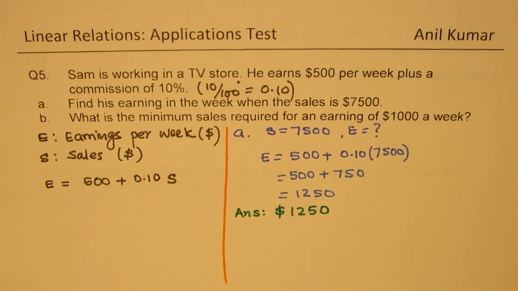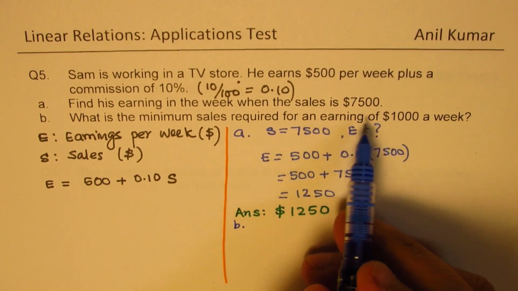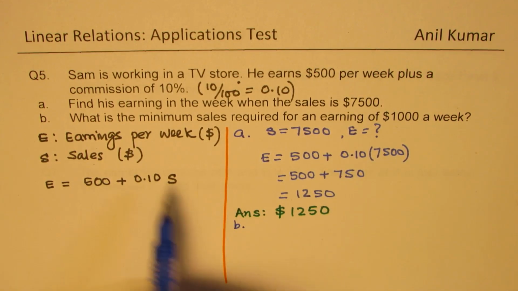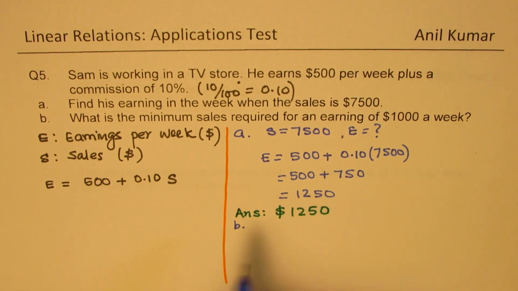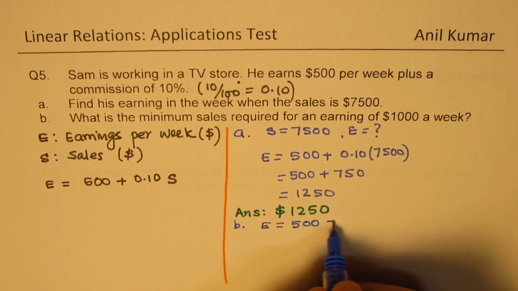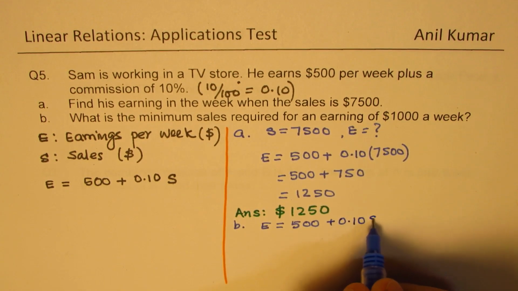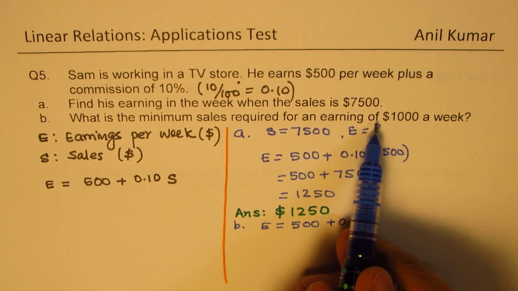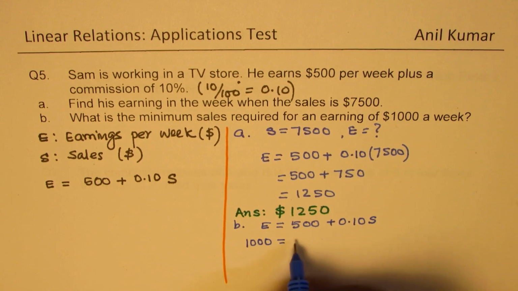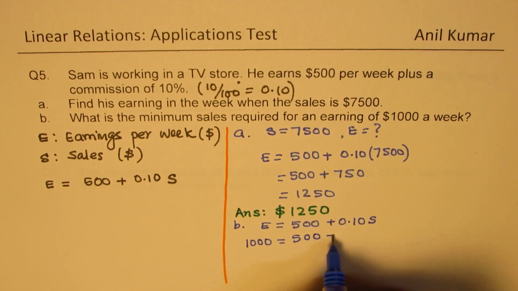Now part B is, what is the minimum sales required for the earning of 1,000 a week? Now in this particular case, we may have to rearrange, right? So this time we are given earning and we need to find the sales, right? So that is how we have to work. So in this case, when we use the formula, which is E equals 500 plus 0.10 S, we are given that the earning is 1,000, right? So we have 1,000 earnings. We need to find what S is. So we have to rearrange, right?